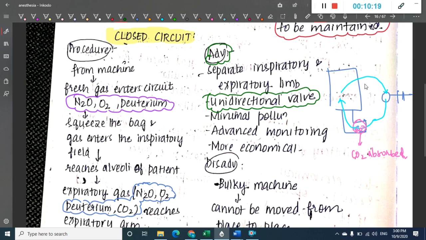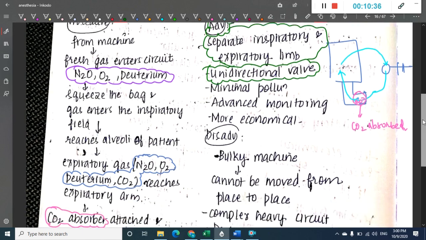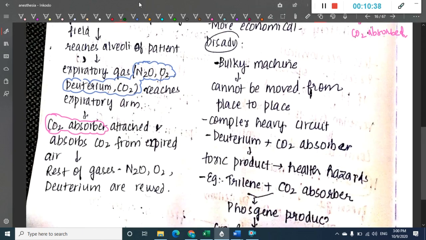Obviously it is more economical, and it has minimum air pollution because no gas is released into the atmosphere. It has a unidirectional valve and it has separate inspiratory and expiratory limbs. So these two are very important advantages. Now what are the disadvantages? These disadvantages are also very important.